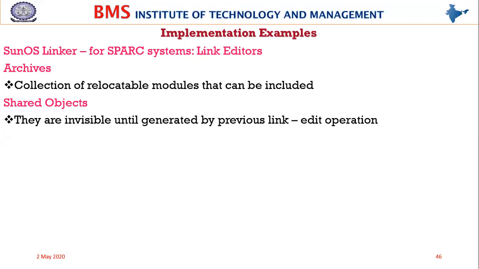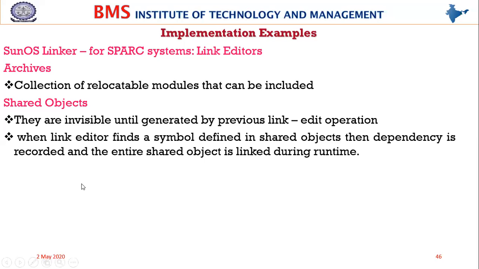Shared objects are the control sections or code belonging to multiple programs which are shared together, right? Okay, when the link editor finds a symbol defined in a shared object, the dependency is recorded and the entire shared object is linked during the runtime. Suppose you have an input-output function in a control section A belonging to program 1 which is used by program 2, then this entire control section A will be linked dynamically during the execution of program 2, right? That's what we mean by shared objects.